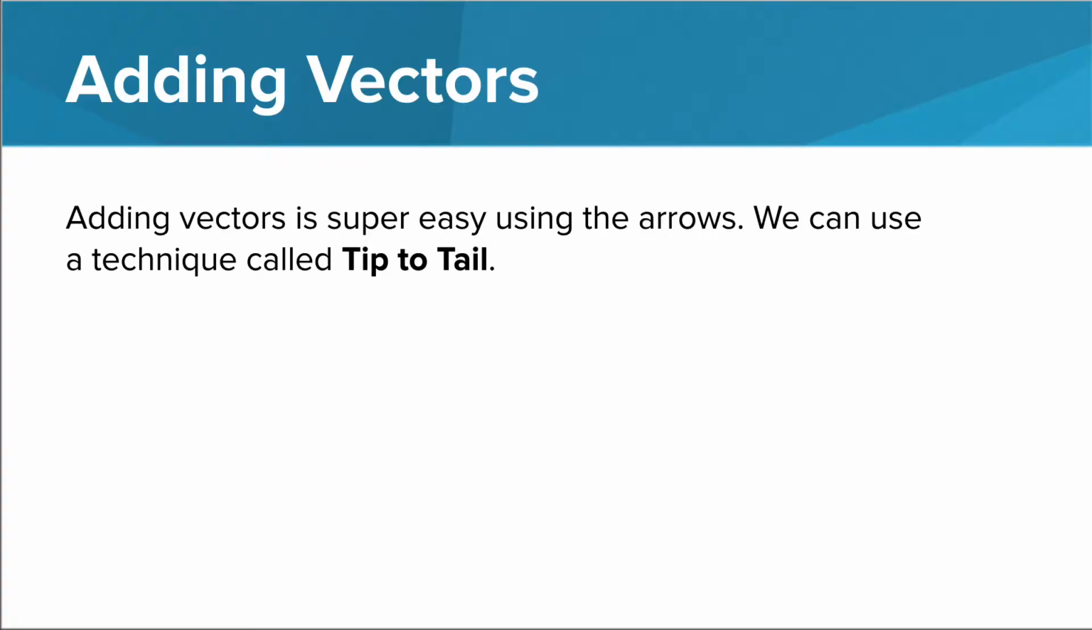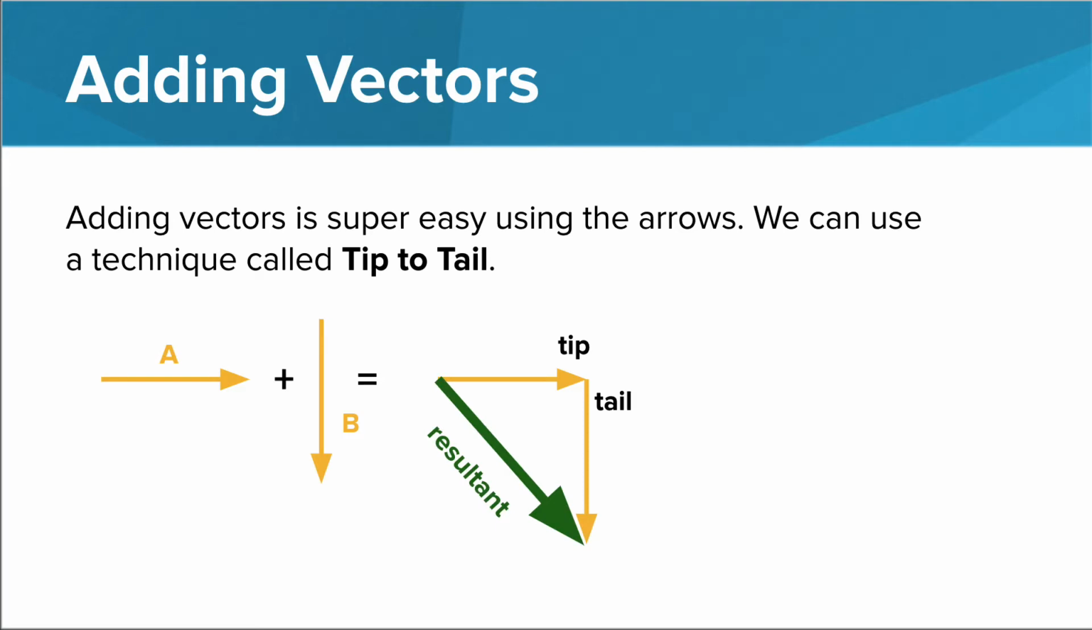Adding vectors is super easy using the arrows. We can use a technique called tip to tail. Let's take vector A and add it with vector B. To do this, we draw one of the vectors. We'll start with A, and then draw the next connecting its tail to the tip of A, like this. So tip of A connects with tail of B. Then the final vector, what we call the resultant vector, is drawn from the starting point of A to the final vector's tip. And that's it.